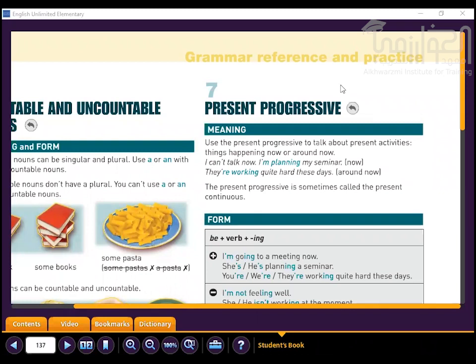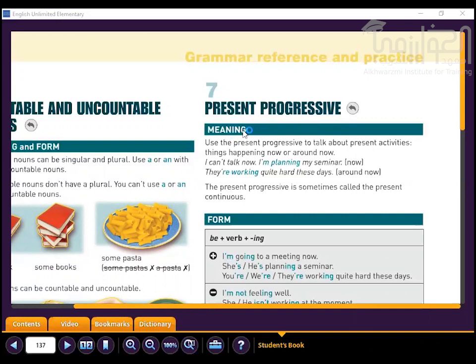You are most welcome once again to English Unlimited A2. And today we are going to look at the present progressive. The present progressive is the same as the present continuous. And the present progressive, we also call it the present continuous. That is Mudari al-Mustamar.